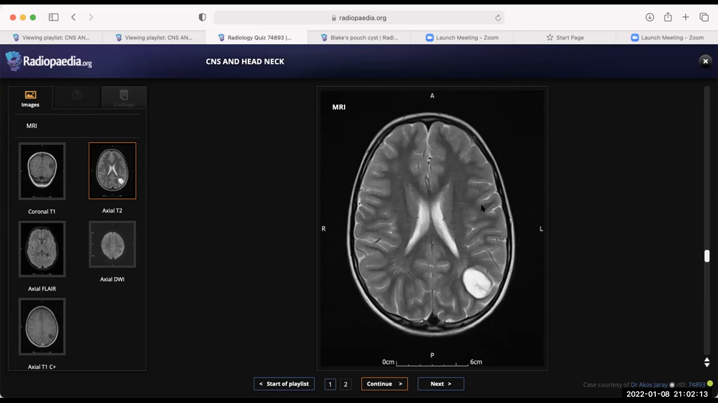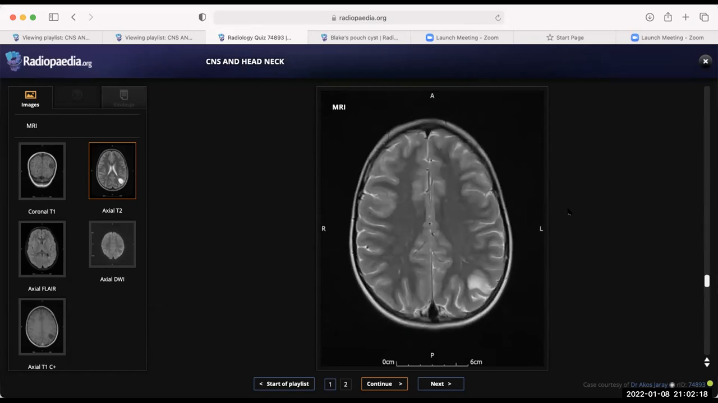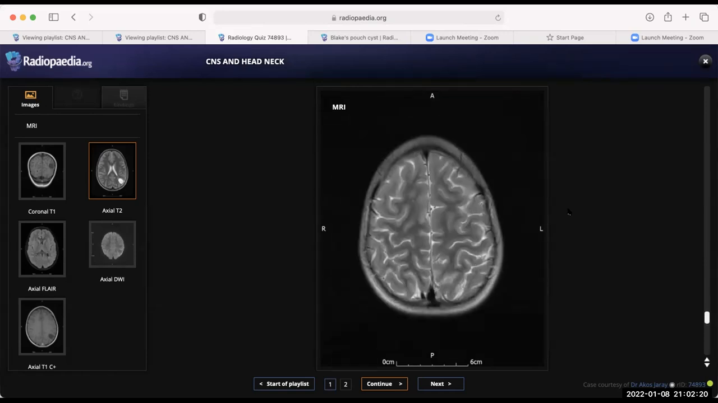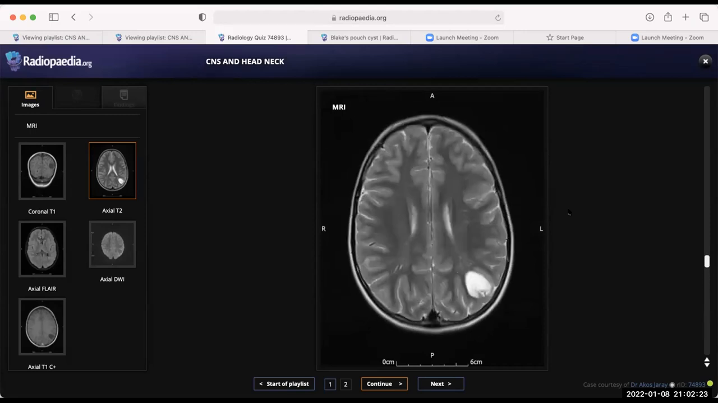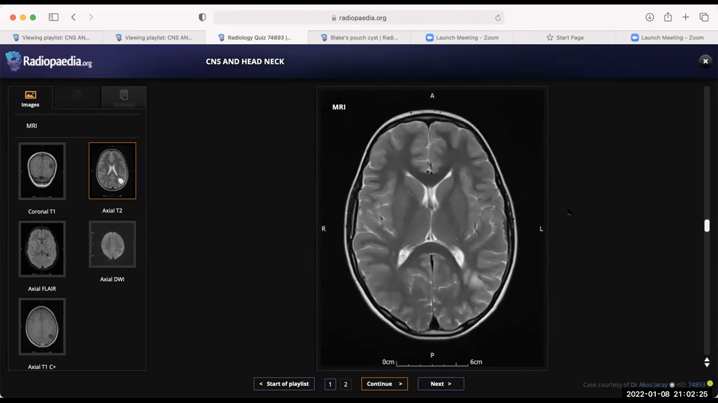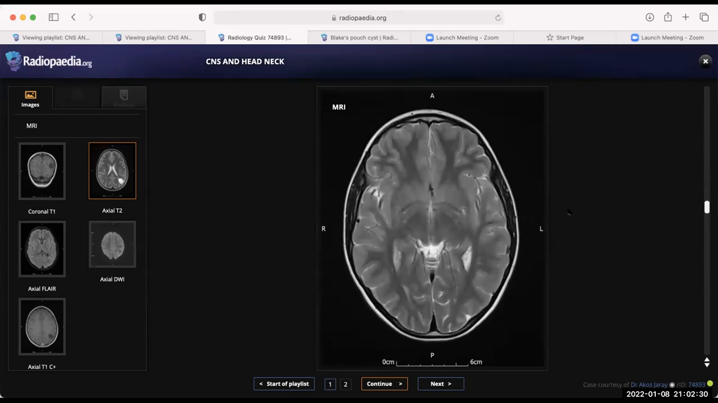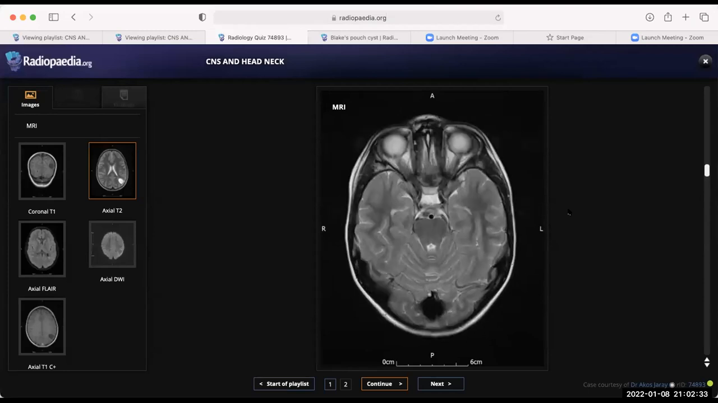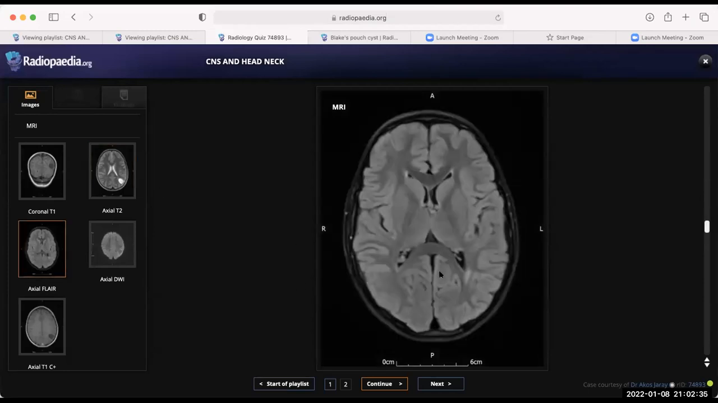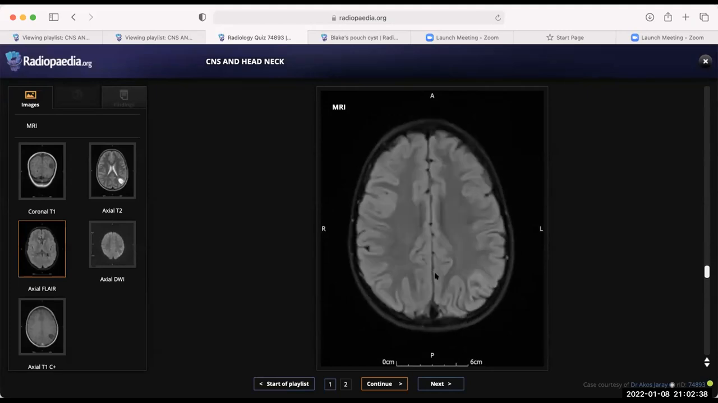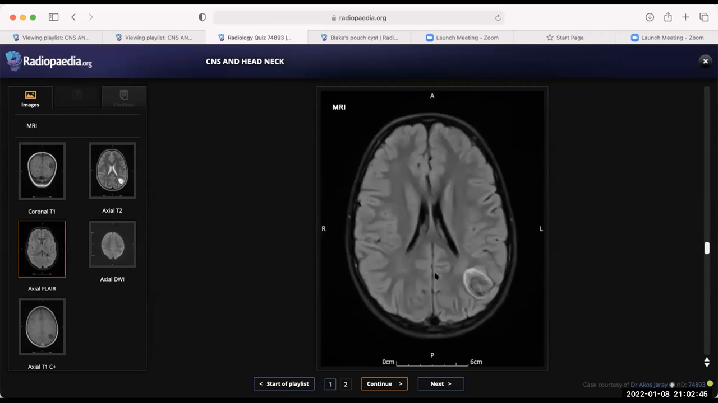I'm looking for more lesions. Can you please scroll down? So in addition to this lesion, there are a few prominent VR spaces. So please show me the FLAIR and DWI contrast, all the sequences. So in FLAIR image, it is returning mixed signal intensity. Okay, rest of the brain parenchyma looks to me normal.